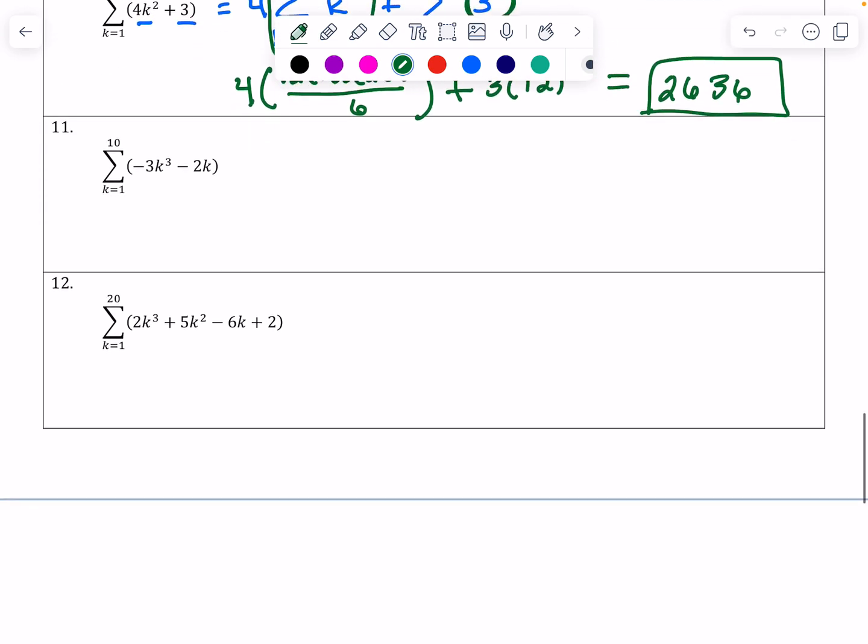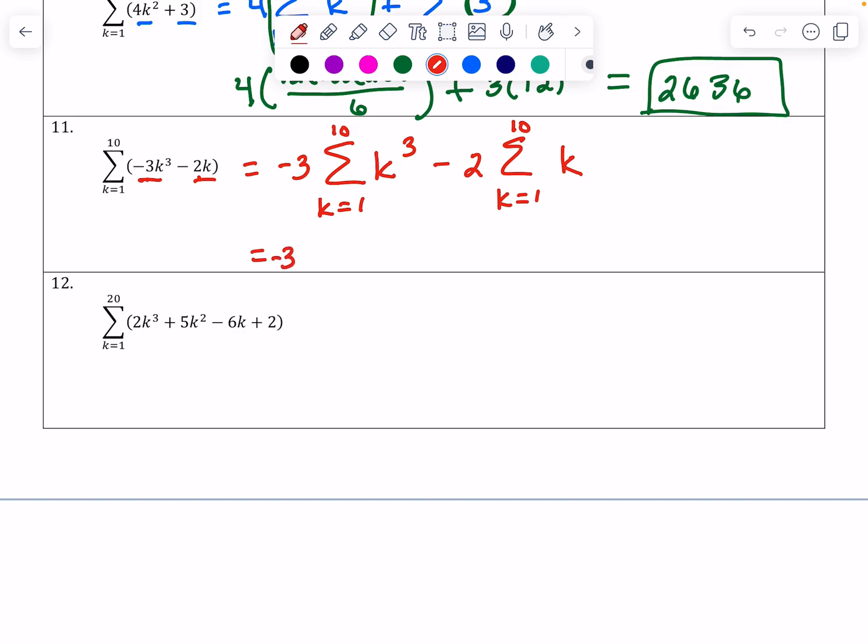Moving on to our next problem. Again, we have 2 separate entities here. I'm going to pull the negative 3 out in front of the first summation. I'm going to pull the negative 2 out in front of the second summation. So I get something that looks like this. We're going from k equals 1 to 10 of k cubed, pull the minus 2 out, sum from k equals 1 to 10 of k. So this is the first time we're encountering the k cubed.